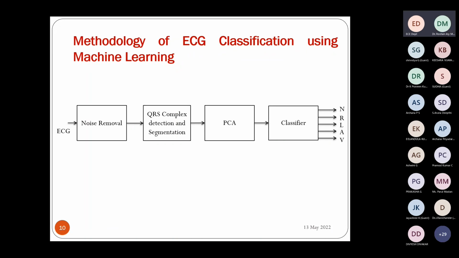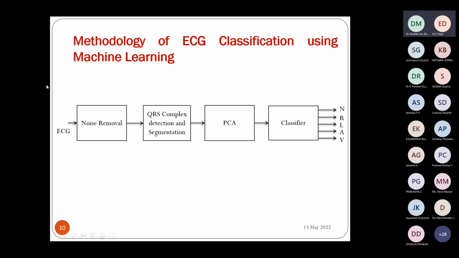So you can remove the noise from the ECG, then the QRS complex has to be detected, then a lot of data needs to be segmented, then the data size has to be reduced, we apply principal component analysis, and finally, we can classify the ECG into one of 5 beats. So they are normal, left bundle branch block, right bundle branch block, atrial premature contraction, and ventricular premature contraction.